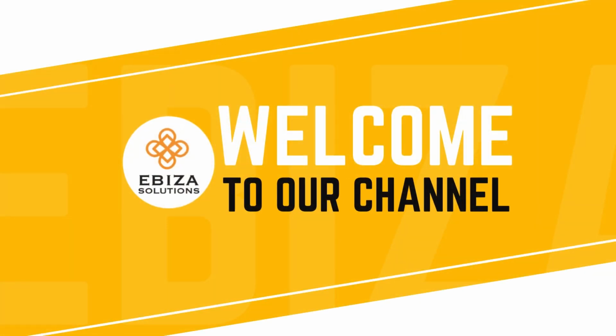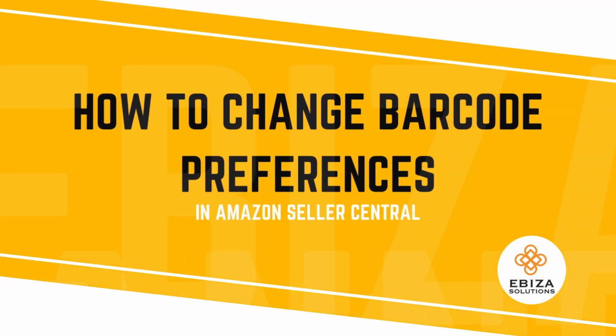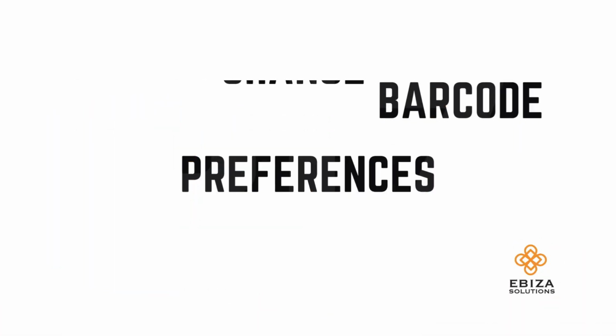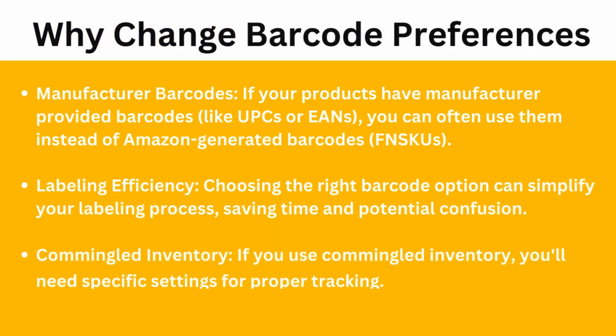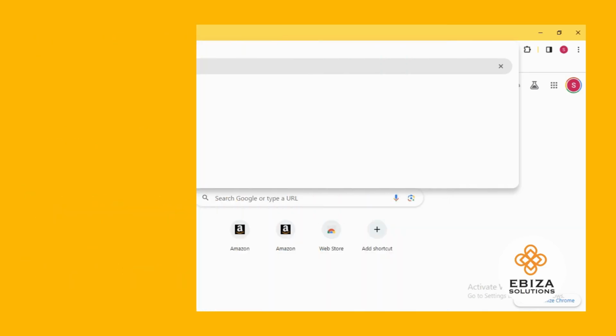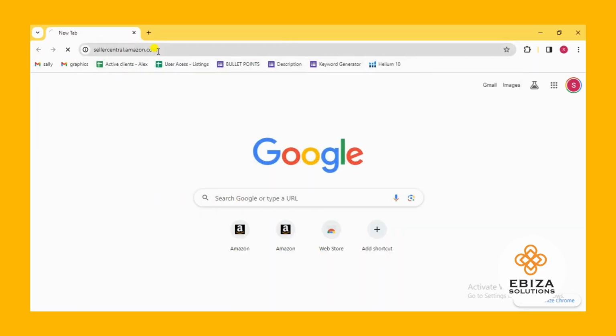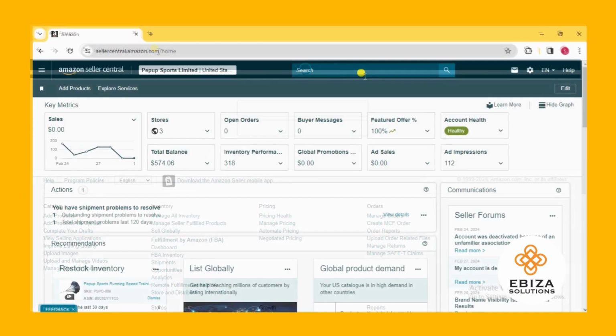Welcome back, Amazon sellers. Today we're tackling a common question: how to change barcode preferences in Amazon Seller Central. Whether you're updating your barcode settings for better inventory management or optimizing your listings, we've got you covered. Let's dive in. To begin, log in to your Amazon Seller Central account.